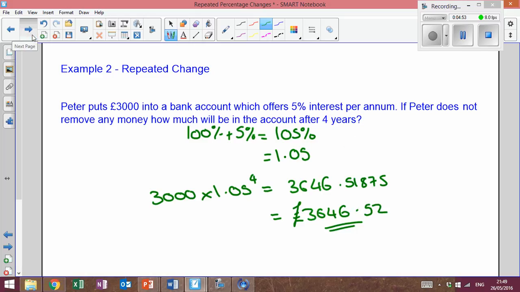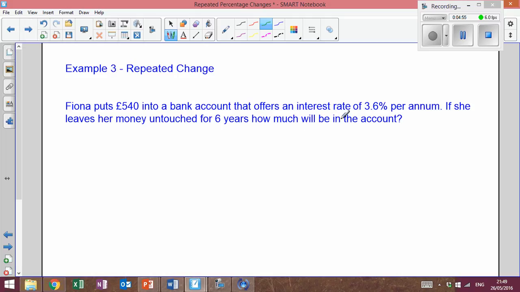Okay, next one. Very similar idea. Definitely pause the video here, try this yourself. Okay, and once you start it, I'll run through it again.